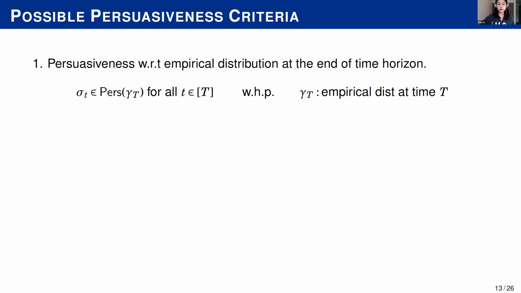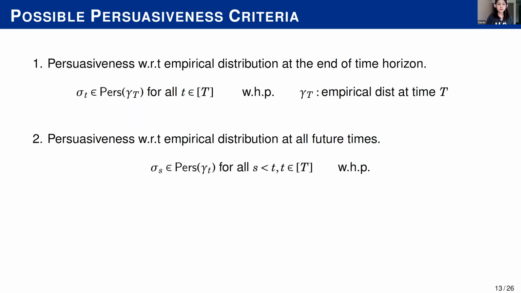Or we can make it stronger, saying that at any time point, all the historical signaling mechanisms must be persuasive with respect to the current empirical distribution. So this is a stronger guarantee because the sender at any time can verify if the previous signaling mechanisms are all persuasive under the current empirical distribution.